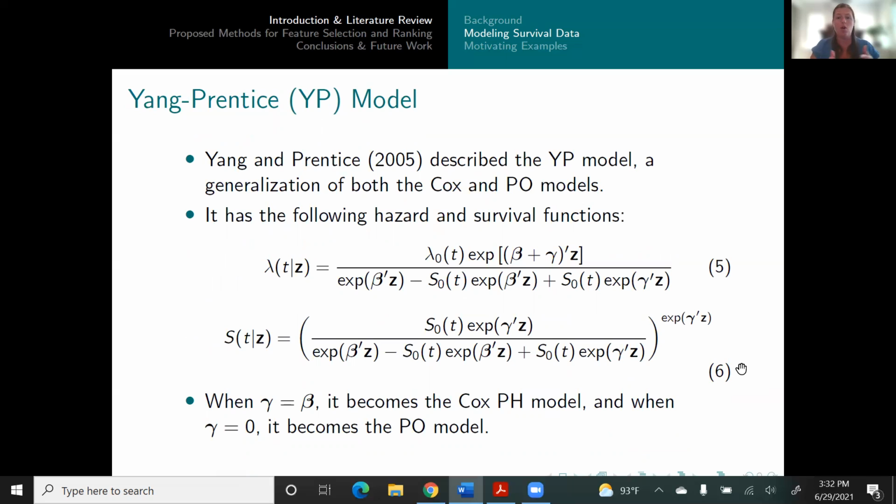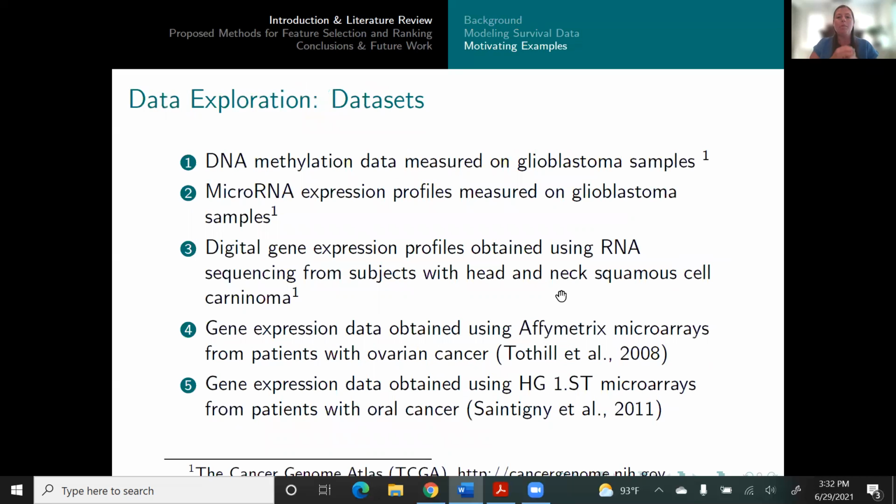The last model we want to discuss is the Yang-Prentice model, which is actually a generalization of both the Cox and the PO models. You can see its hazard and survival functions here. And if you set gamma equal to beta, it actually becomes the Cox model. And when you set gamma equal to 0, it becomes the PO model. So it's very versatile.